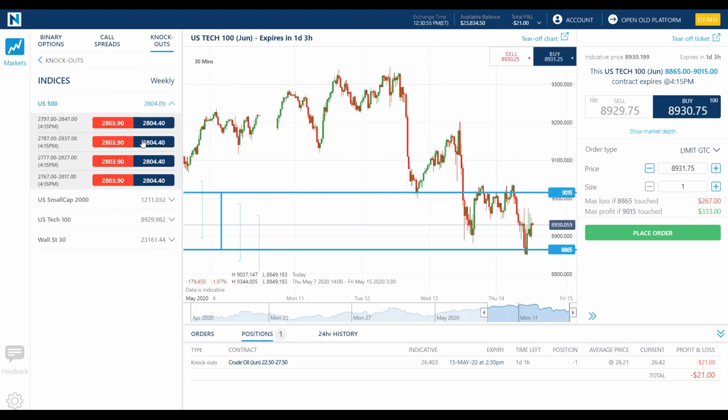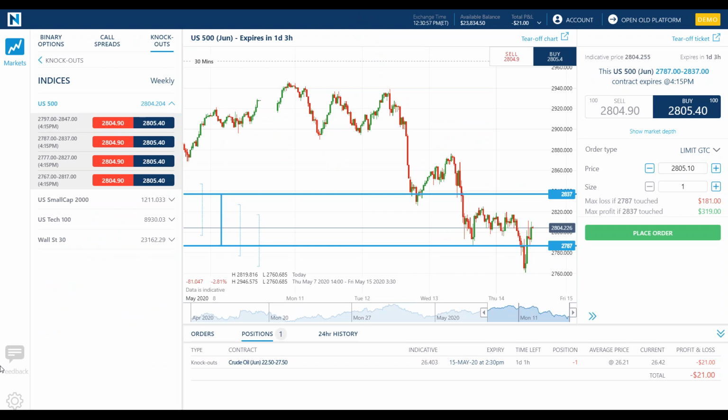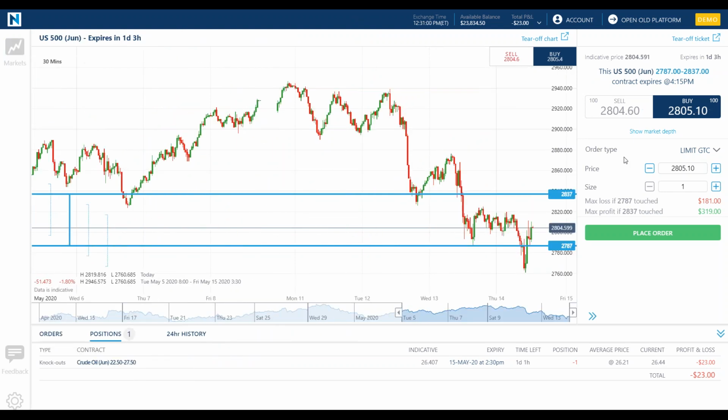If I bring up the S&P 500 and we bring that over here, this is 50 ticks wide, all right, 27.87 to 28.37.